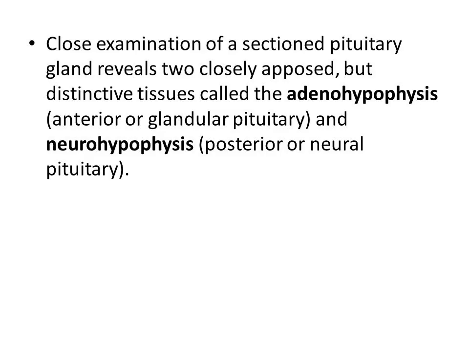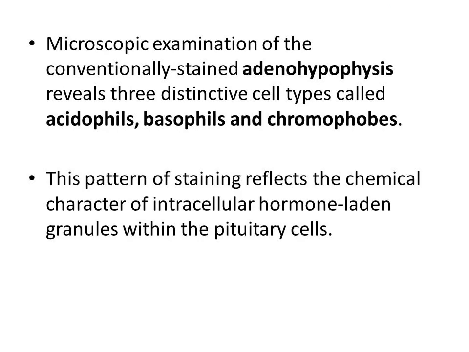Pituitary. Close examination of a section of pituitary gland reveals two closely opposed but distinctive tissues called the adenohypophysis, anterior or glandular pituitary, and neurohypophysis, posterior or neural pituitary. Microscopic examination of the conventionally stained adenohypophysis reveals three distinctive cell types called acidophils, basophils and chromophobes. This pattern of staining reflects the chemical character of intracellular hormone-laden granules within the pituitary cells.